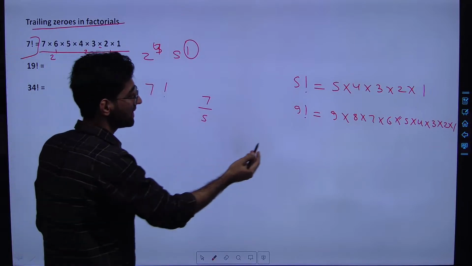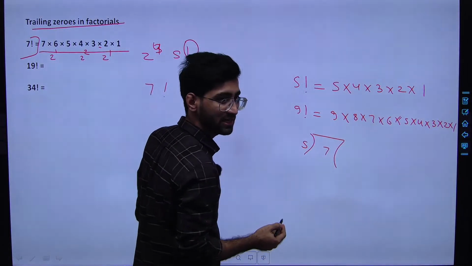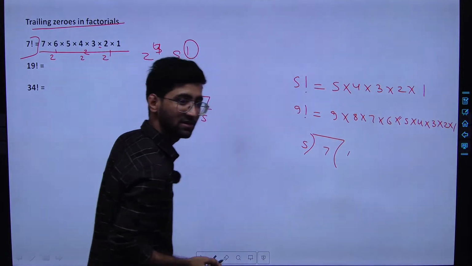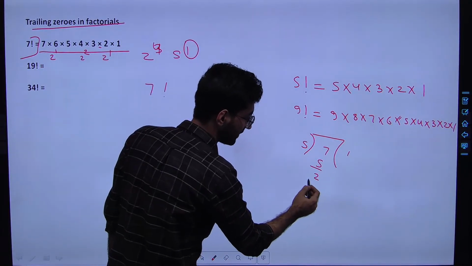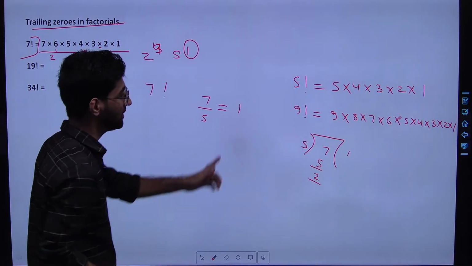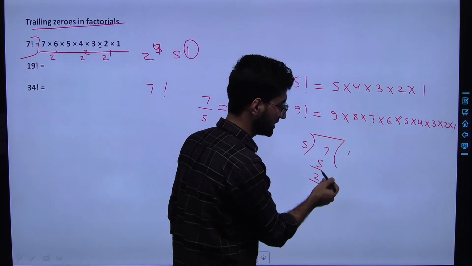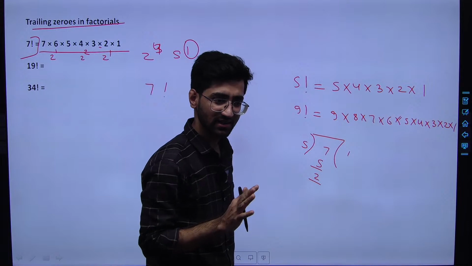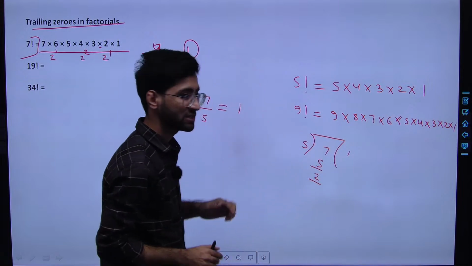So tell me, if you divide 7 by 5, what will be the quotient? The quotient will be 1, right? And the remainder will be equal to 2. But here you have to write only the quotient. See, divisor, dividend, quotient, remainder. Hopefully everyone has that basic idea. So what will be the quotient? The quotient will be 1.